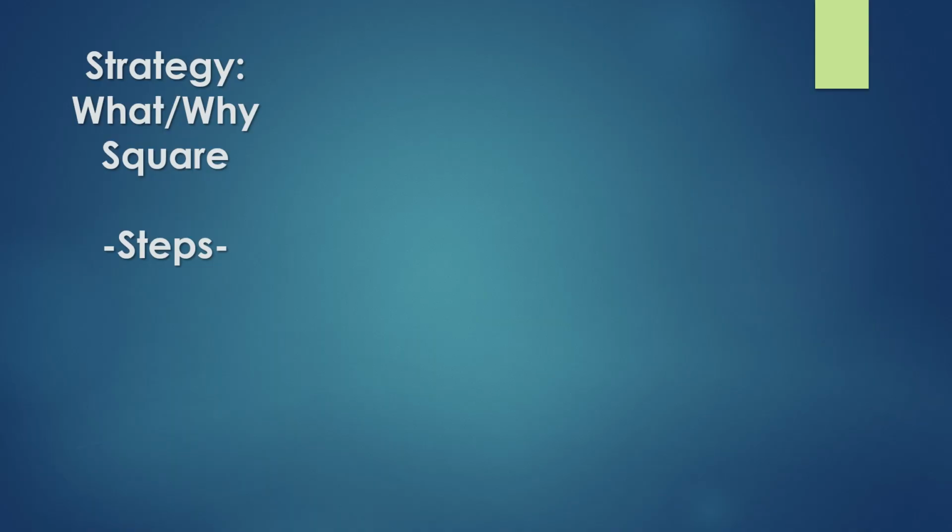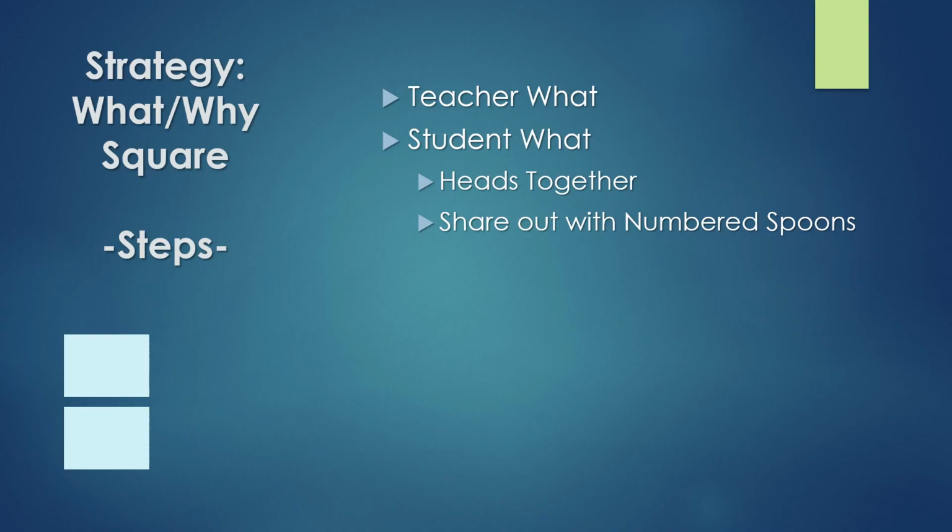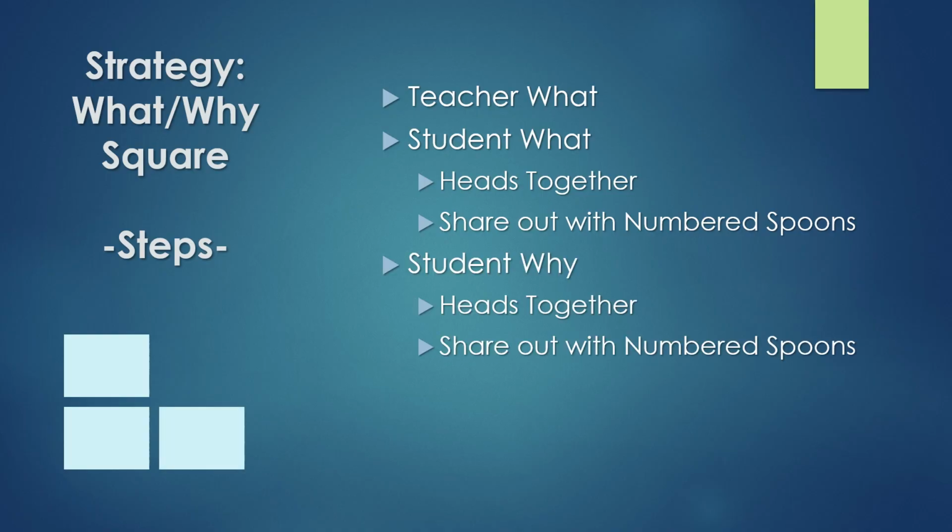Let's review the steps you just saw. First, the teacher tells the students the target. Then the teacher asks the students to restate, what do you think you'll learn today? The students put their heads together and talk about the what. Then they share out using numbered spoons. More on these strategies later. That process is repeated with the why. Finally, the teacher shares their why for the target.